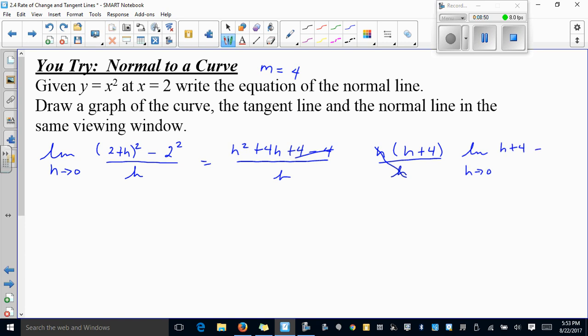So I have x equals 2, y is going to be 4, 2 squared. My slope equals 4, but we want the normal line. So the perpendicular slope is negative 1/4. So y minus 4 equals negative 1/4 times x minus 2. And there is our perpendicular line to the tangent line that we did earlier.